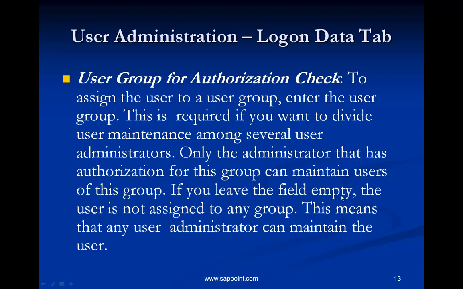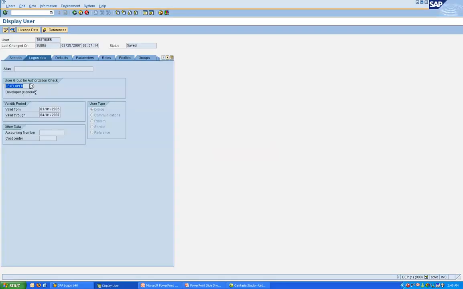If you leave the field empty, the user is not assigned to any group. This means that any user administrator can maintain the user. When you fill in a user group here, you are basically categorizing the user IDs to certain authorization user group. Now the main purpose of this field is for user administration purposes.